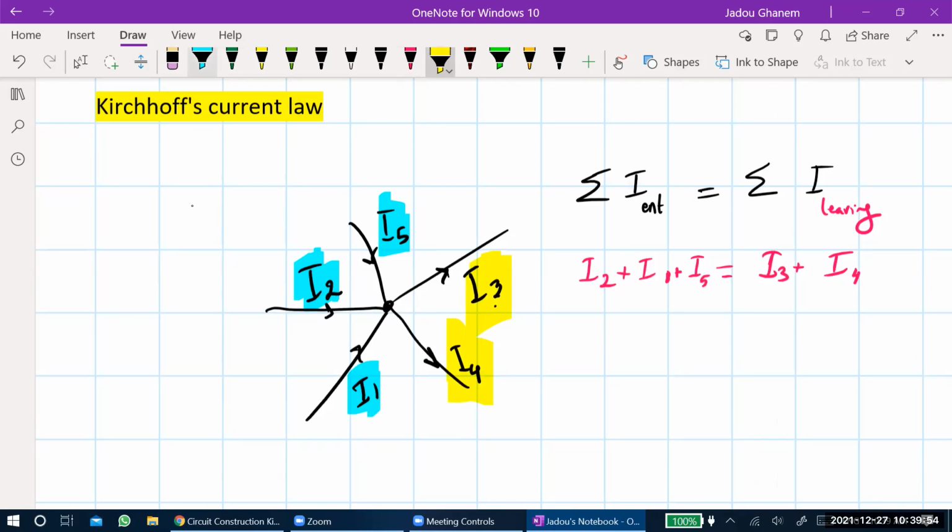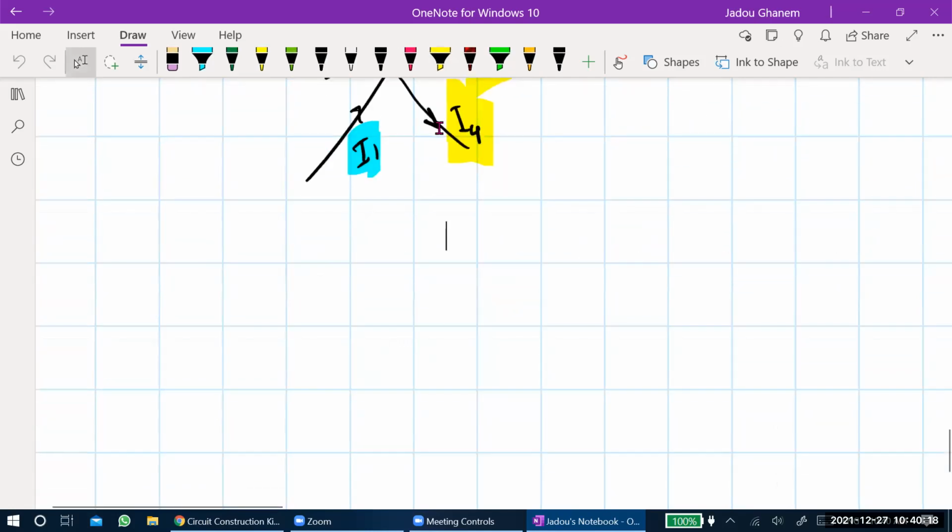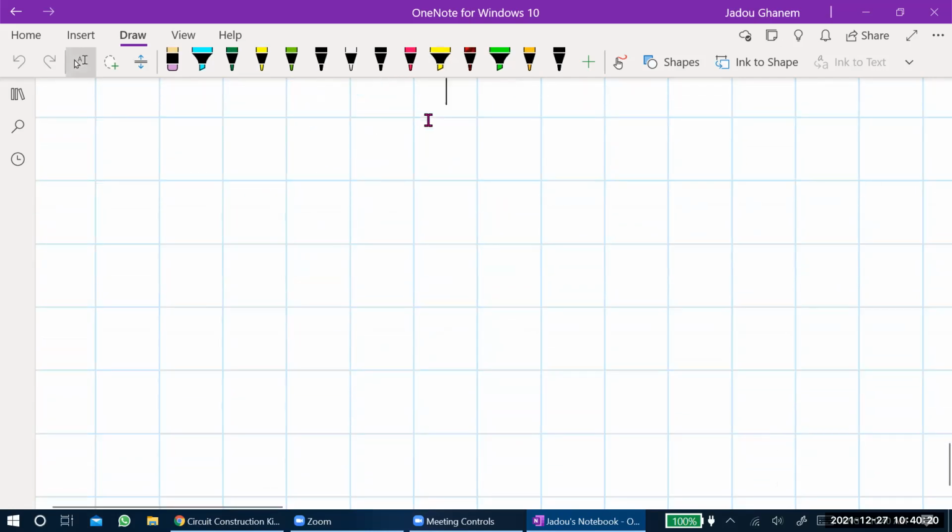Kirchhoff's current law states that the sum of all the currents entering a point or a junction will be equal to the sum of all the currents leaving this point, junction, or node. In other words, we can write it as the sum of the currents IN equal to 0, the sum of all the currents entering and leaving. Let's provide some values here so we can understand it a little bit more. Assume that we have such a branch.